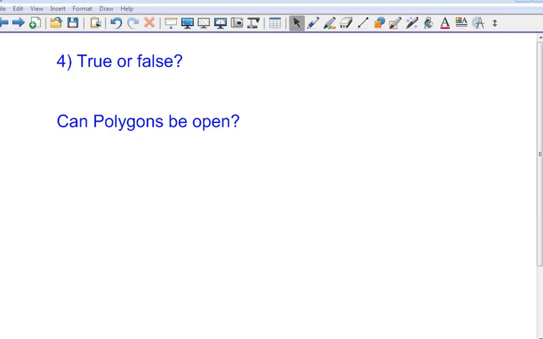All right, let's try this. Question 4. True or false? Can polygons be open figures? Can polygons be open? A quick true or false. Let's vote right now.